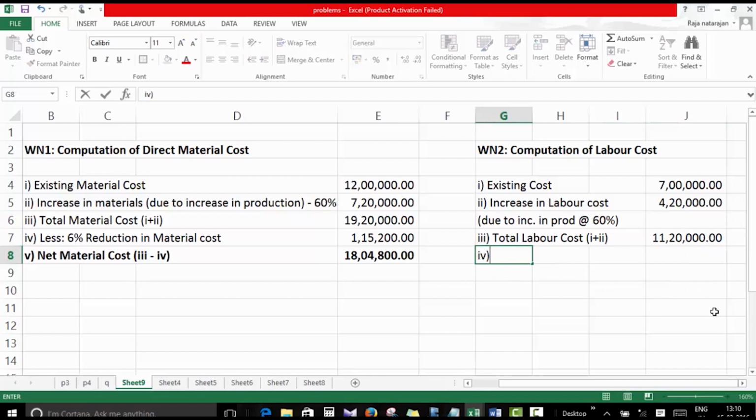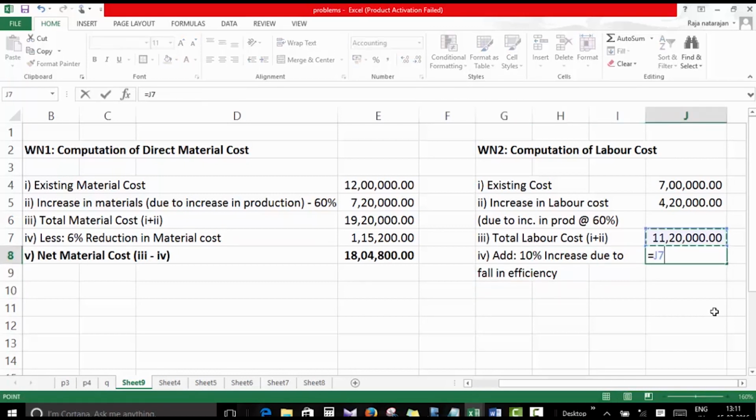So item number 4, we have to add, okay, that is 10% increase due to fall in efficiency. So 10% increase due to fall in efficiency. Okay. So how much?